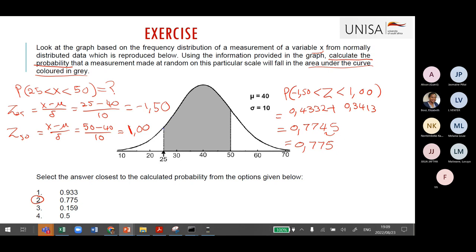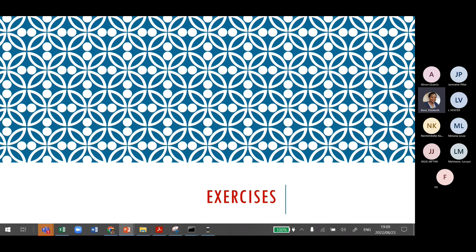Okay, and just to recap before we do other activities or exercises from your module, we have learned so far about the basic concepts of normal distribution, especially when we want to standardize the raw score by using the Z score formula, which is your X value minus your population mean, divided by the population standard deviation.